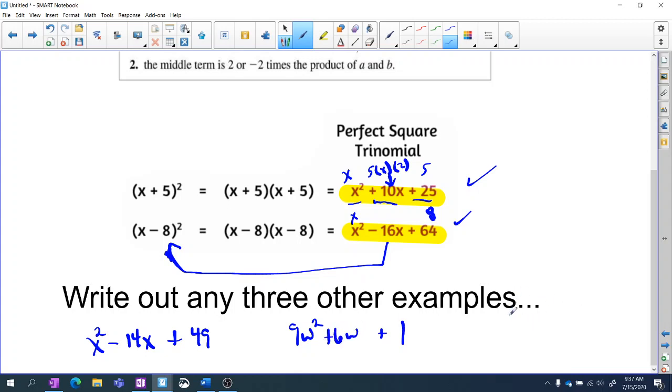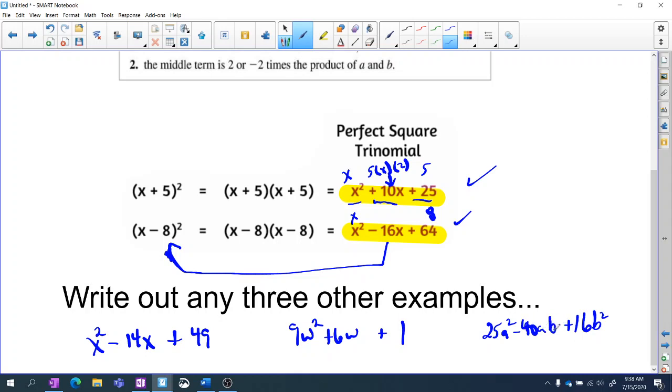And finally, let's do one more. I don't know, let's put 2 variables in this one. So let's go with 25a squared. At the end, I'm going to put 16b squared. So this time now, the square root of this one will be 5a. The square root of this one will be 4b. So when I multiply 5a and 4b, that's 20ab. Double it, I need a 40ab here in the middle, either positive or negative. So I'm going to put negative 40ab.